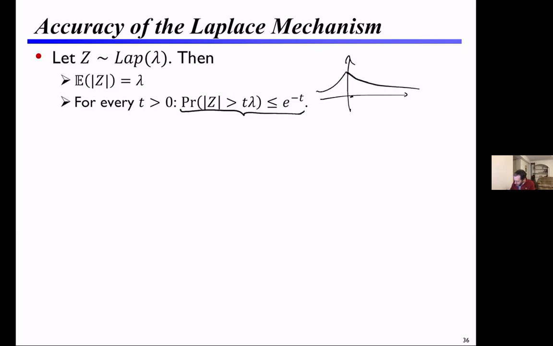As you go out farther, here's lambda roughly. If you go way past lambda, out to t times lambda, then the probability mass that remains up here is at most e^(-t). In fact, pretty much exactly e^(-t).